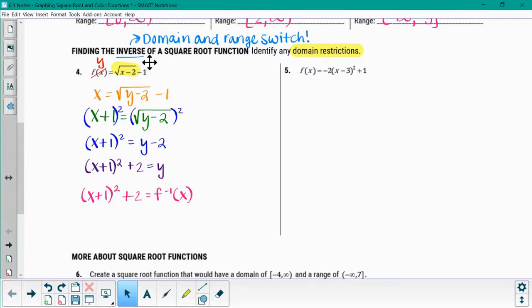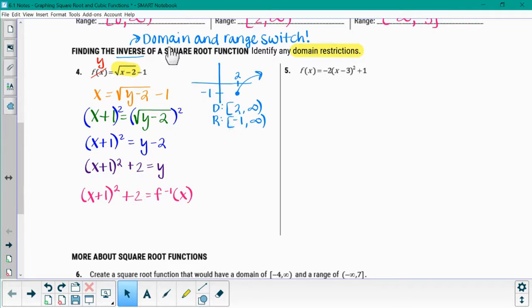So I'm going to look at my original function, and I'm going to quickly sketch it. This has been shifted to the right 2, down 1. Doesn't have to be perfect, doesn't have to be pretty. But when I see this graph, I notice my domain is going to be from 2 to infinity. My range is going to be from -1 to infinity.